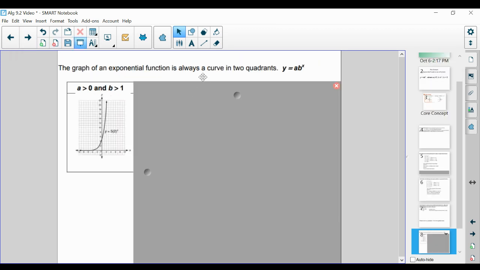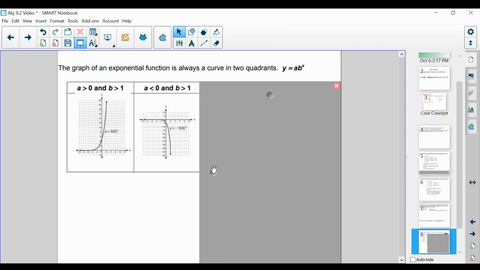So again, let's go back to the graphs of these exponential functions. The graph of an exponential function is always a curve in only 2 quadrants. And again, our general equation is y equals a b raised to the x. So if your a value is greater than 0 and your b value is greater than 1, meaning that we're going to be getting bigger and bigger, your graph is going to be in quadrant 2 and quadrant 1.